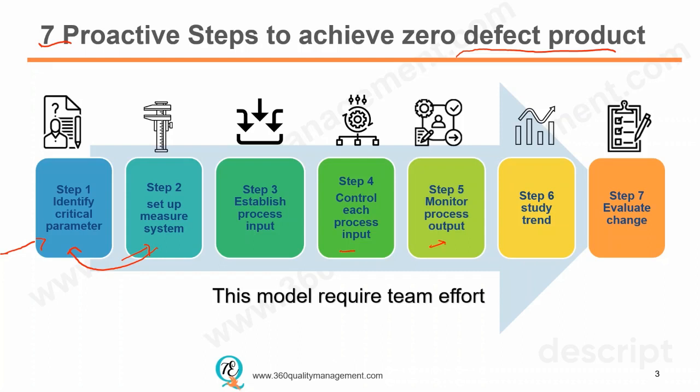And step 5 will follow by monitoring the process output to ensure that the process gives you product that is wanted, and studying the trend from the data that is gathered from the process output. Finally, the last step would be to evaluate what change can be made or any process improvement that can be made to follow these steps properly. This model requires a team's effort.